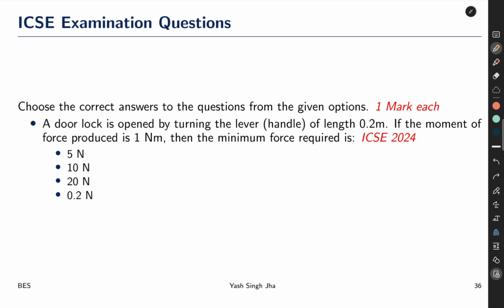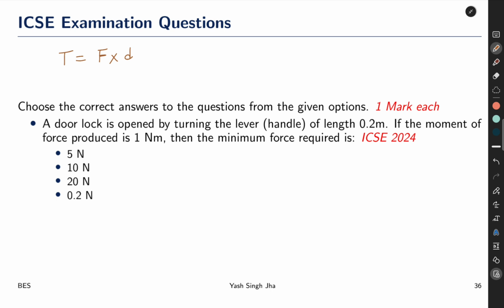Let's get on with it. So the first question is for 1 mark. The question is, a door lock is opened by turning the lever of handle 0.2 meters. If the moment of the force produced is 1 Newton meter, then the minimum force required is... So it's pretty simple, pretty straightforward. We know that torque is force times the distance between the line of action of the force and the axis of rotation, or the point of rotation about which the torque is being calculated. Now they have said that the length of the handle is 0.2 meters.